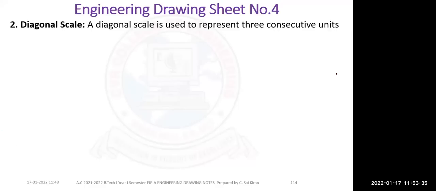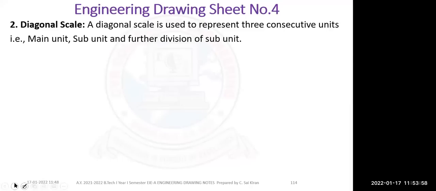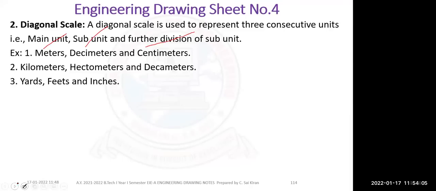So already we have the main division. This main division we are dividing into subdivisions, and this subdivision we are again dividing into sub-subdivisions. In total, three consecutive units we need to measure by using this diagonal scale: the main unit, the subunit, and the further division of the subunit. So in total, three units we can measure.